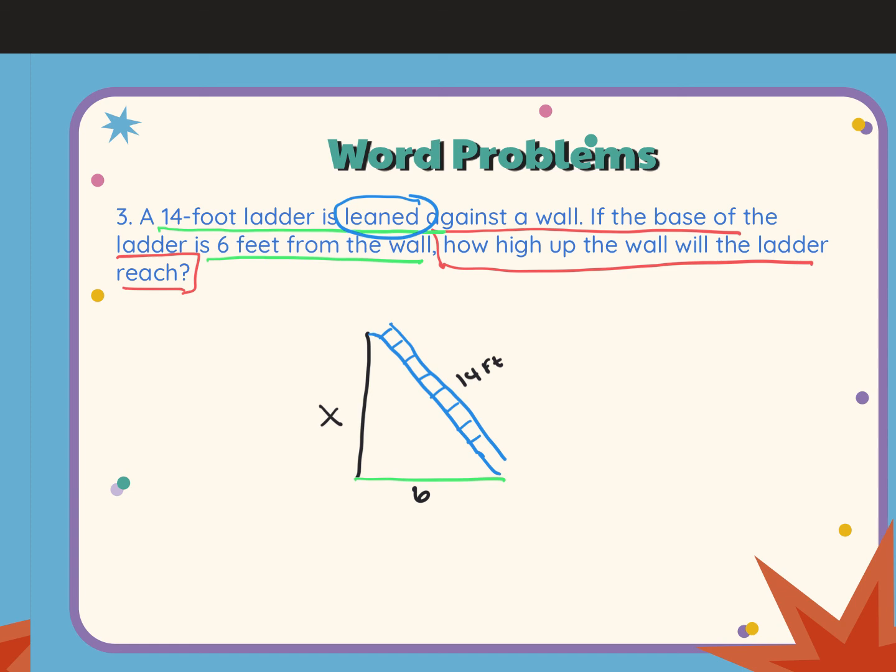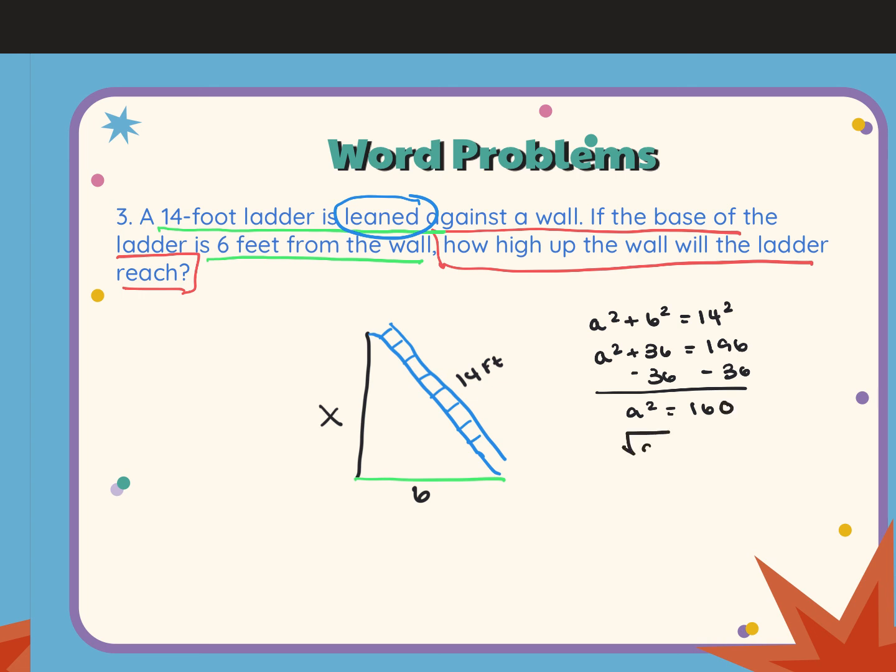So I'm going to have a squared plus 6 squared is equal to 14 squared. A squared plus 36 is equal to 196. Again, we're trying to isolate a squared so that we can eventually find out what a is going to be. So I'm going to subtract 36 from each side. Minus 36, minus 36. I get a squared is equal to 160.